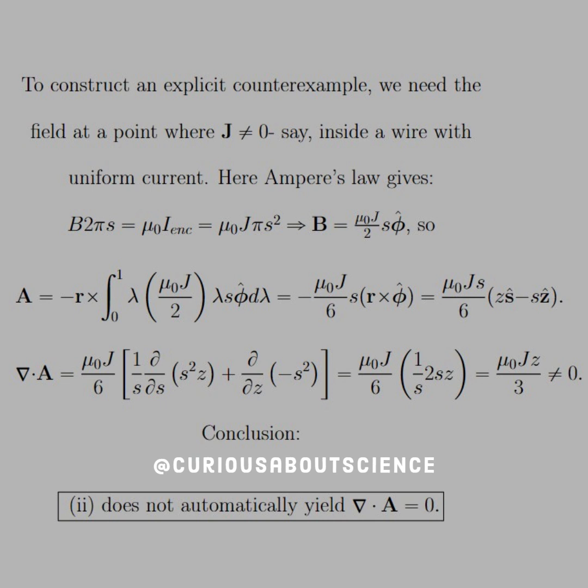Plug that into the divergence form. Again, in cylindrical, it comes out with a couple extra factors, so be careful. And we see that it simplifies down to mu naught J z over 3, which does not equal 0. Conclusion, equation 2 does not automatically yield the divergence of A equals 0.